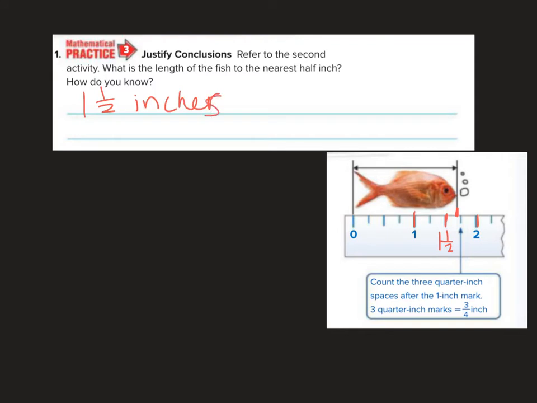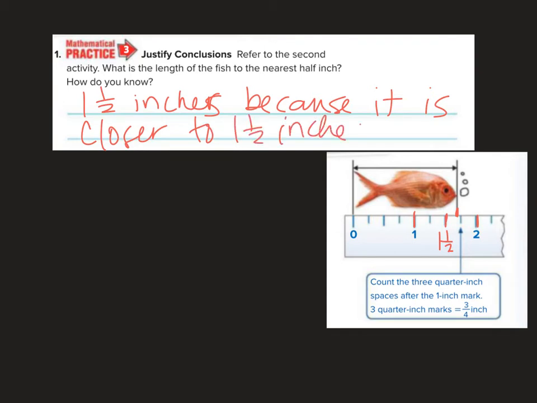How do we know that? Because it is closer to 1 1/2 inches than 2 inches, right? Closer to 1 1/2 than it is to 2. So that's how I know. Measuring to the nearest 1/2 inch, it's going to go to 1 1/2.